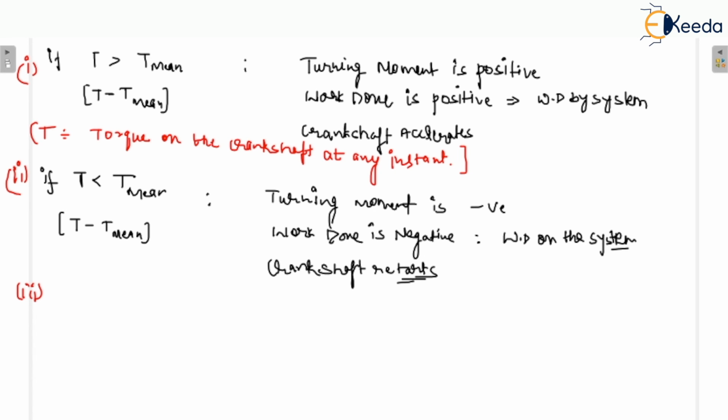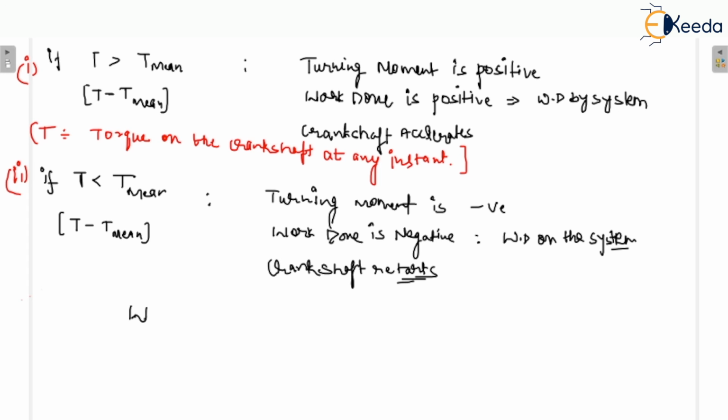Now in the third case, when the torque of the engine is equal to the mean torque, you can see there is no such case because it becomes zero. Okay, so there is no such case. If T is equal to T mean, the turning moment becomes zero. So there is no such case. Okay, so now we are going to discuss the next topic, that is the work done.